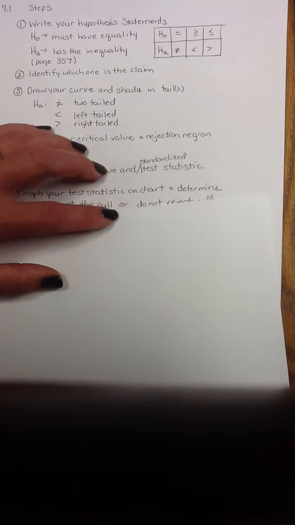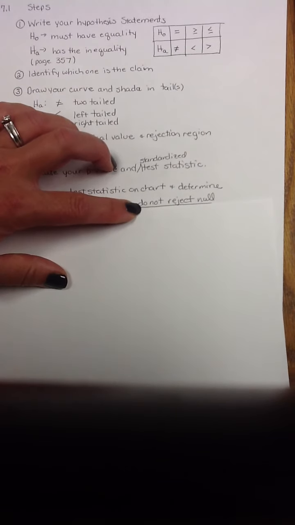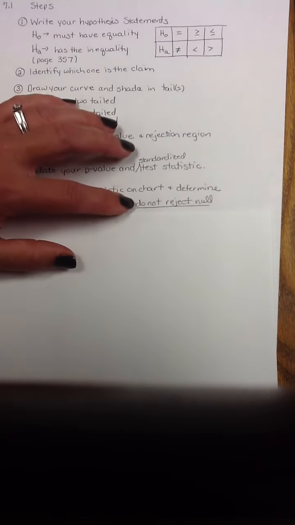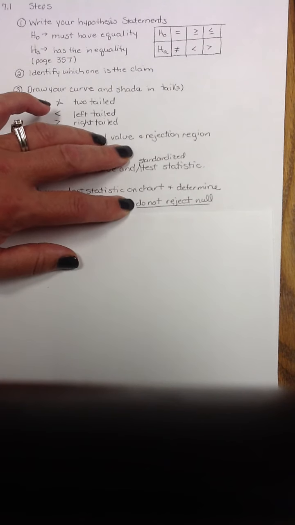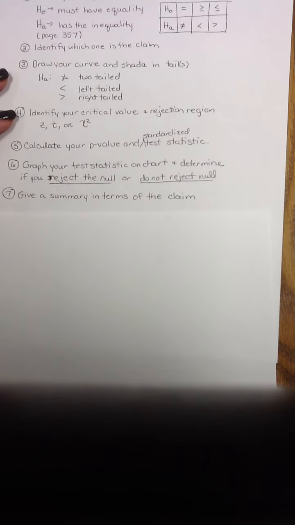And if it's in that rejection zone, that means you're going to reject the null. If it's out in the tail, then, I'm sorry, I misstated that. If it's in the tail, you will reject the null. If it is not in the tail, if it is in that H0 area, you will not reject the null.